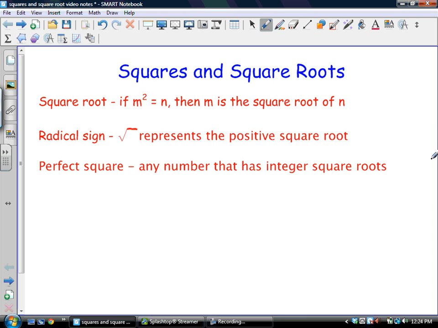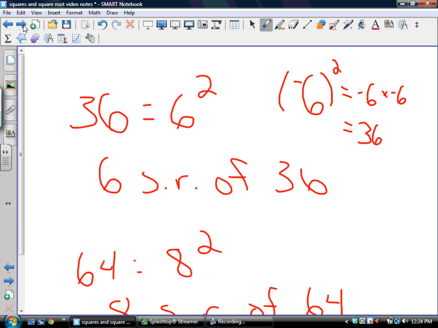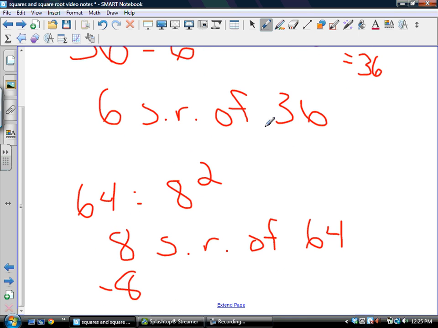And one more definition is a perfect square. These are the squares that we're talking about. A perfect square is any number that has integer square roots. So 36 and 64 would be perfect squares. They have integer square roots. Square root of 36 is 6 and negative 6. Square root of 64 is 8 and negative 8.